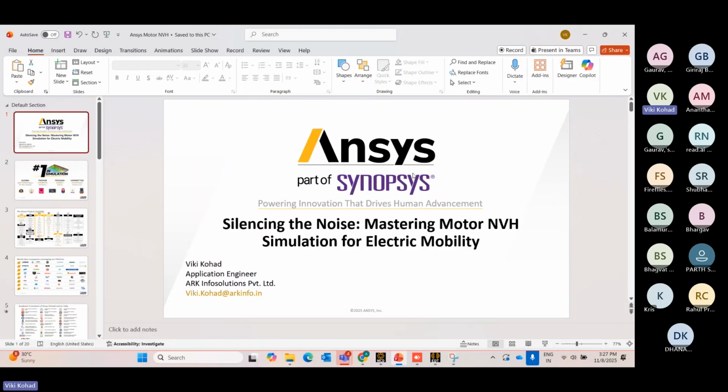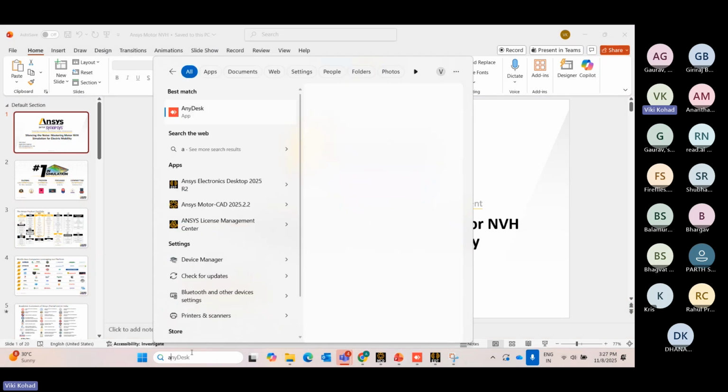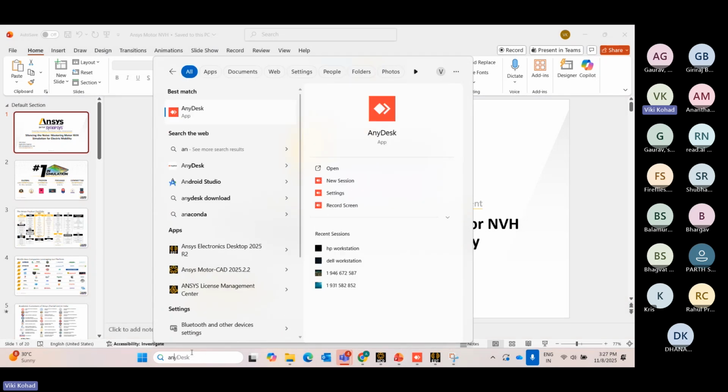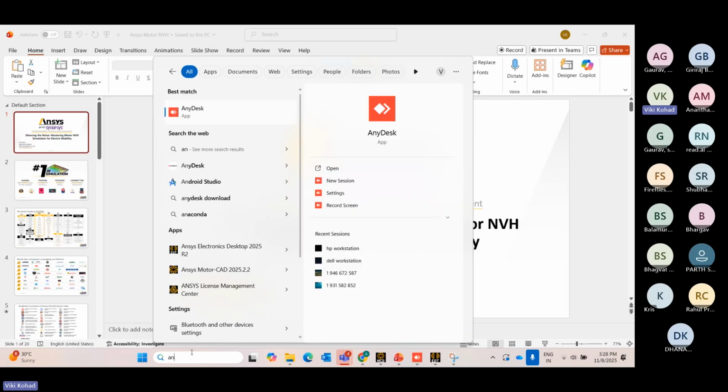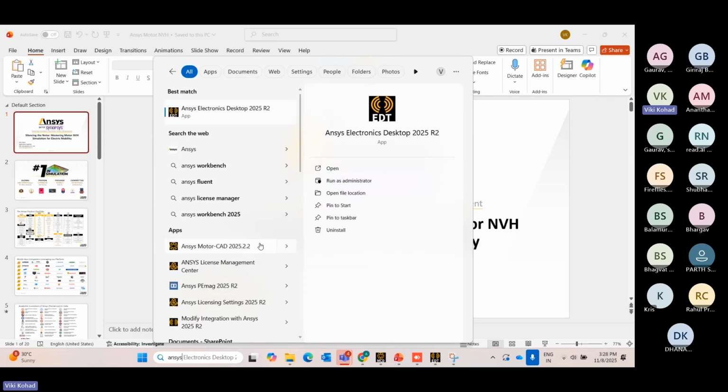So this is basically the intro of the NVH calculations. Now we are moving to the hands-on session on ANSYS Motor-CAD. First I'm searching for ANSYS Motor-CAD, this one.